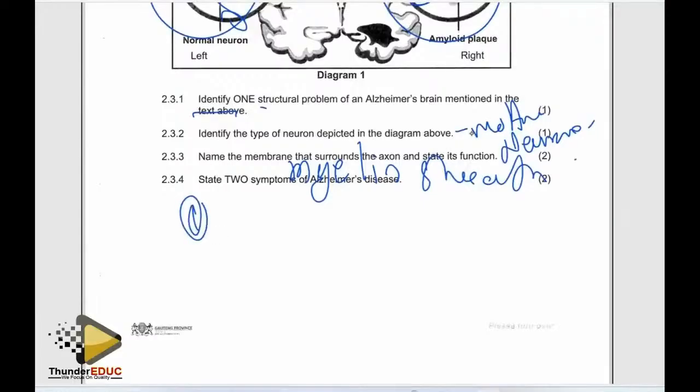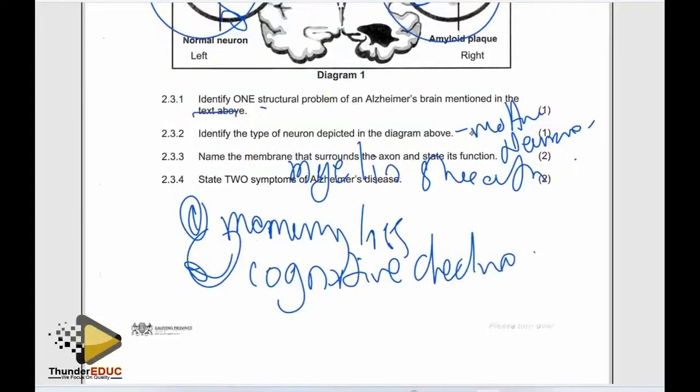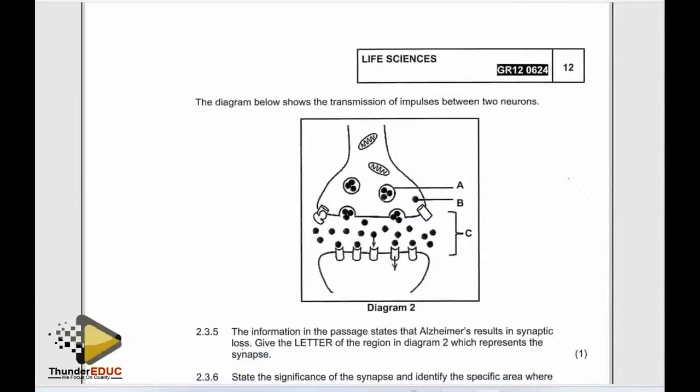Name 2 symptoms of Alzheimer's disease. Here we can talk about memory loss. And then number 2, we can talk about cognitive decline. When we talk about cognitive decline, it means that you can't think critically. If you see that your thinking capacity is decreasing, you might be suffering from that.